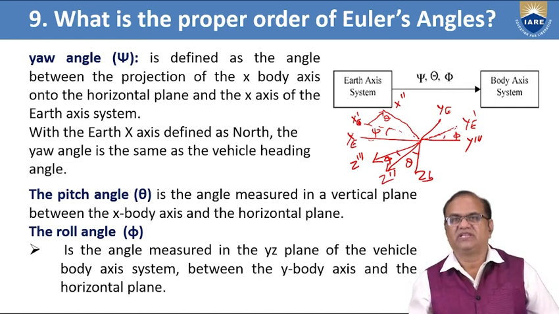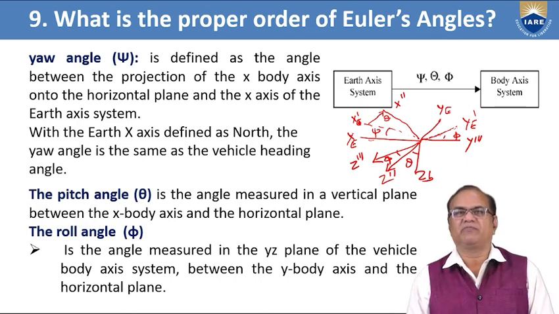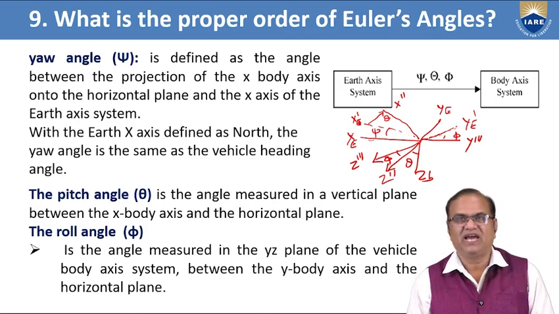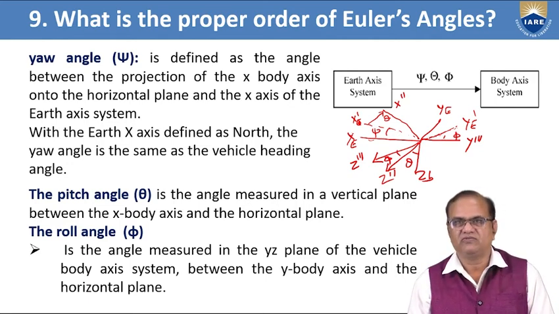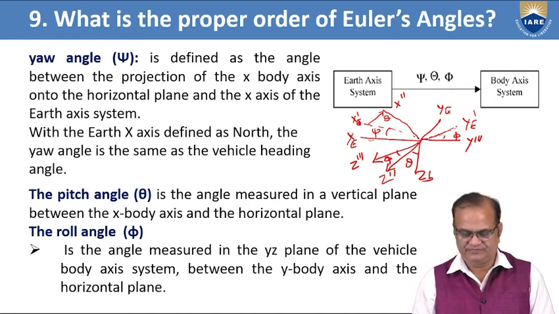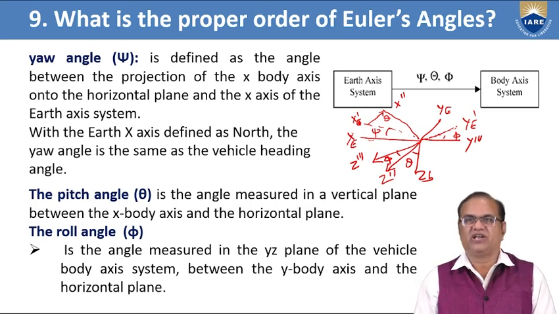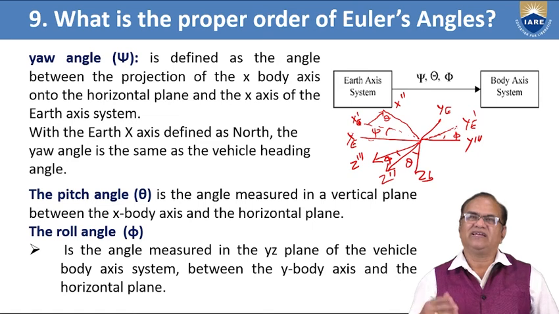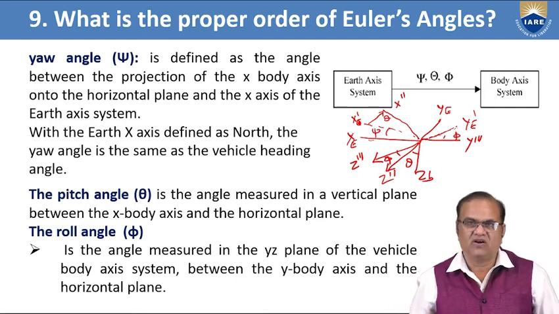Okay, so the pitch angle theta is the angle measured in a vertical plane between the x body axis and the horizontal plane. The roll angle phi is the angle measured in the yz plane of the vehicle body axis between the y body axis and the horizontal plane. So these are the three Euler angles: yaw angle psi, the pitch angle theta, and the roll angle phi.